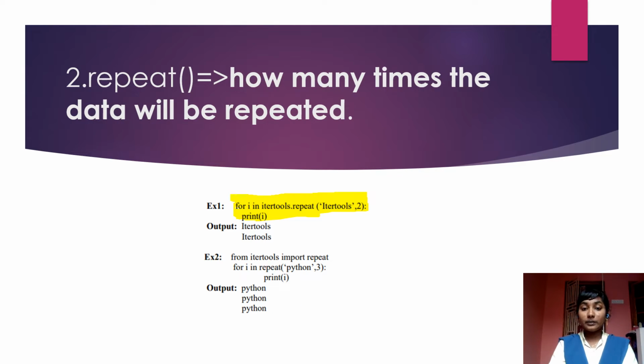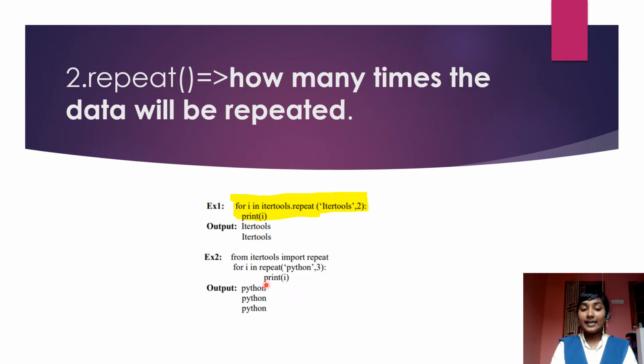And now the second type of infinite itertools is the repeat function. In this repeat, it tells us how many times we should repeat the data, how many times it will get printed. The syntax is itertools.repeat, then the word we want to repeat, comma, how many times you want to repeat that particular word. In the first program, for i in itertools.repeat, the word itertools we want to print 2 times. So print i, and the word itertools gets printed 2 times.